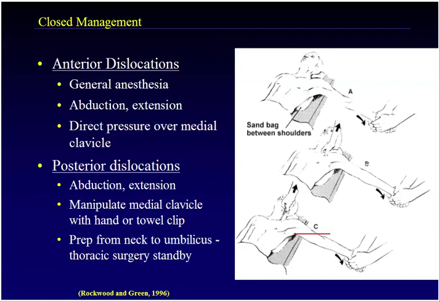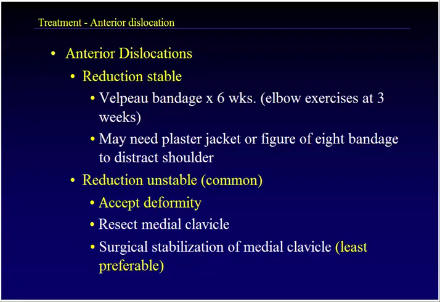And because of the very close proximity of the medial end of the clavicle to the vascular structures, it's recommended that you have a thoracic surgeon on standby and that you go ahead and prep the neck to the umbilicus so that you're prepared for a vascular emergency that may ensue with your reduction maneuver. It's kind of a dicey thing.